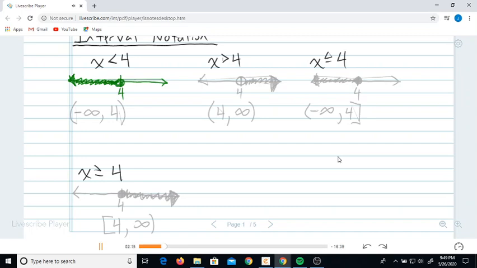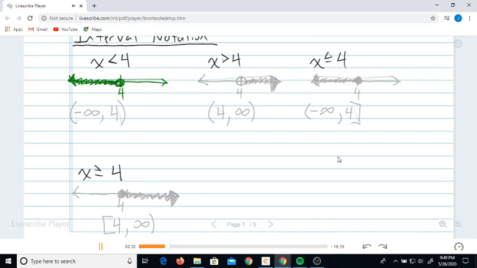But I can pick 3.9. 3.9 is less than 4. 3.99 is less than 4. 3.999999999 is less than 4. As you can see, we can get infinitely close to 4, but can't actually include the 4. So this is a number line graph of the solution set. Here's how we write the solution set in interval notation.